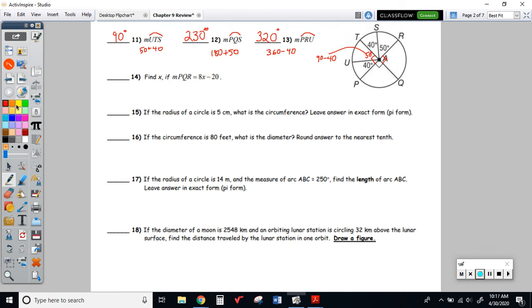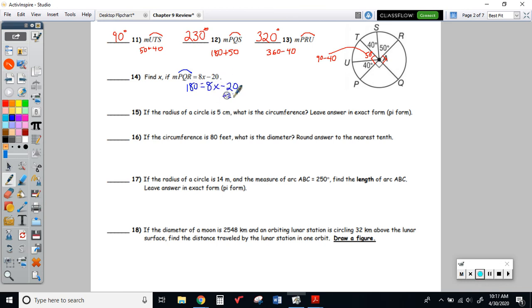From there, let's take a look at number 14. I'll switch to blue here. Now we are still talking about this problem here, find x. We're using that picture still for this one, of the measure of PQR. So P to Q to R, that looks like a semicircle, 180. And I do want to put the arc symbol above that, so put that on yours if it's not there already. So we have 180 degrees would equal 8x minus 20.